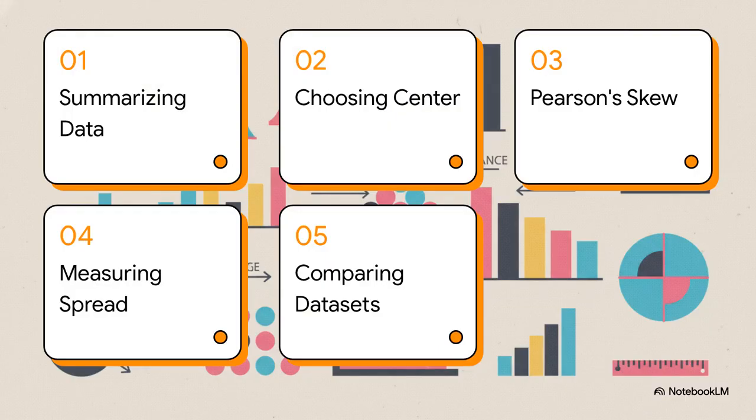Okay, let's dive into this. Here is our roadmap for today. 1. Summarizing the data. 2. Choosing the right center. 3. Pearson's skewed relationship. 4. Measuring the spread. And finally, 5. Comparing different data sets.